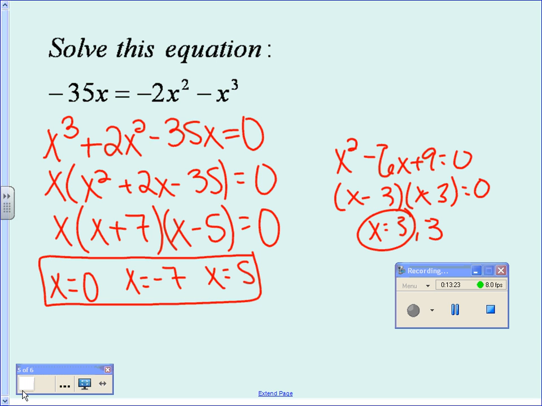Any questions on these? Usually the ones that they're going to give you are going to look like this, where you have to factor them yourself. Hence the reason we've been working on factoring all year. Factoring is used a lot. Okay? Any questions on these? Okay.